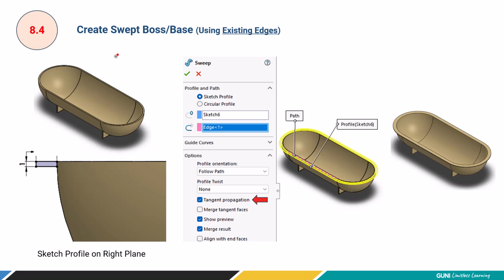Similarly, we'll try exercise 8.4, where we have a plastic part. We will use the outer edge as a path and this sketch profile as simply the area to sweep along. Now, because of this exercise, we are able to experience this option called tangent propagation. Because of this option, the profile will simply continue from this line segment to this arc segment because both are tangent to each other. So let's try in SolidWorks.